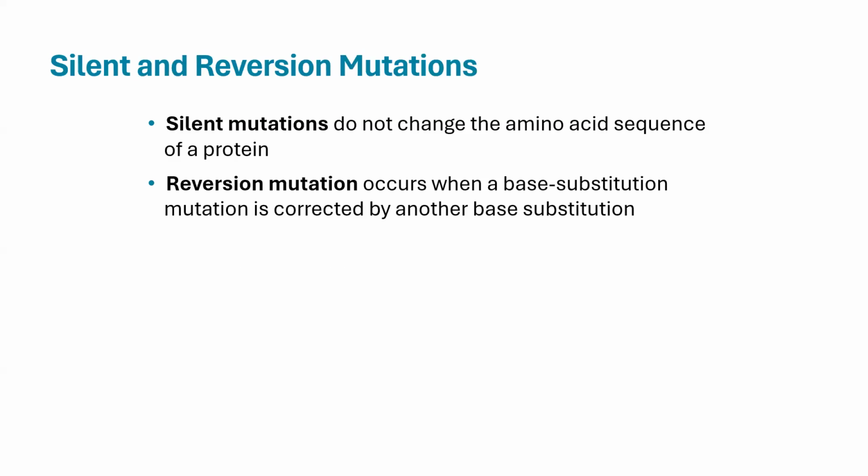So the silent mutations are those that I just talked about, where you get a change in the mRNA sequence, but it does not change the amino acid sequence. In a reversion mutation, you get a mutation where a base is substituted to correct a previous substitution. And so that one is going to either fix a previous silent mutation or fix a previous nonsense mutation or missense mutation.